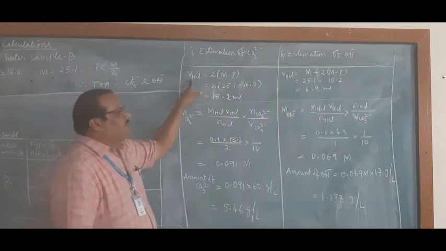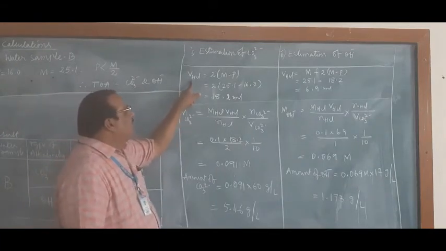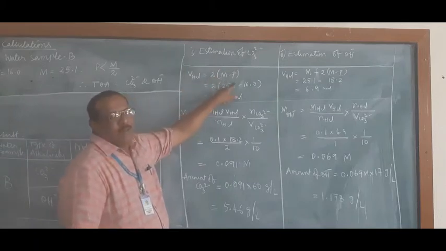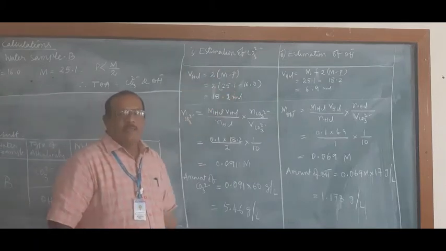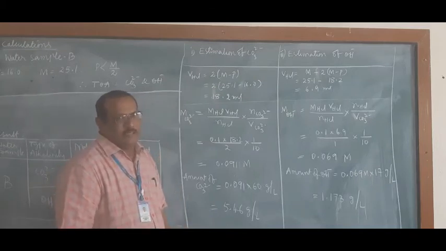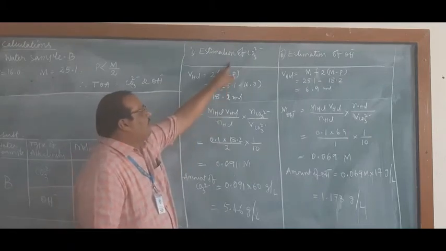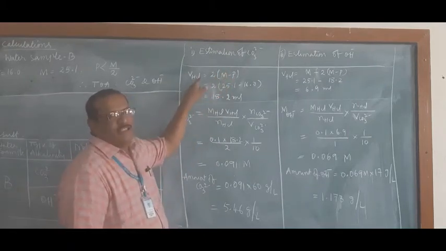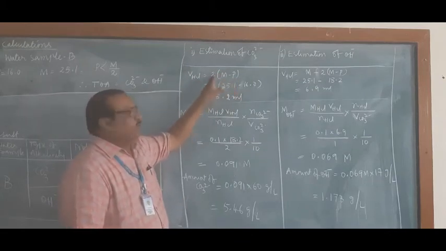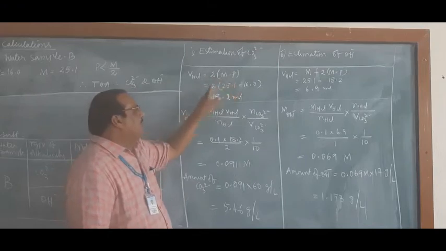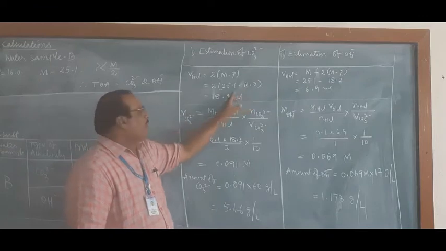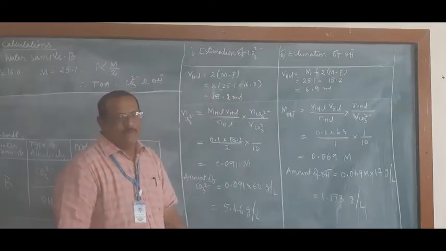Here, the volume of HCl to be used for carbonate calculations is 2 into (M minus P). Already I said that (M minus P) is the volume of HCl consumed for half utilization of carbonate. For complete utilization of carbonate, the total volume of HCl consumed is 2 into (M minus P), two half utilizations. So 2 into (M minus P), that is 2 into (25.1 minus 16) ml, that is equal to 18.2 ml.